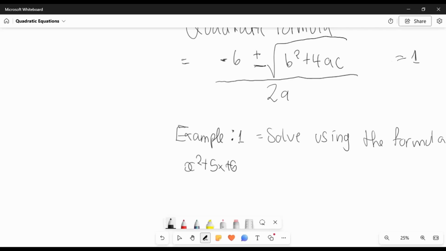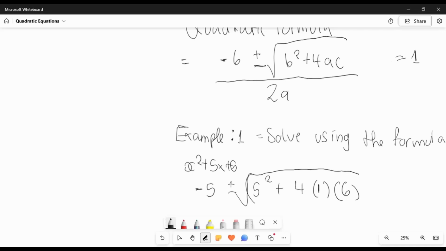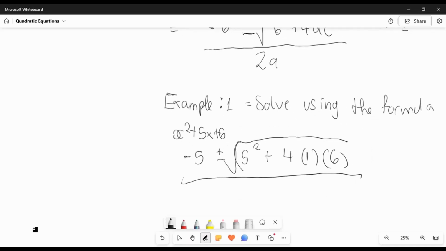Now, what is negative b? Negative b is going to be negative 5, plus minus the square root of 5 squared plus 4 times a, and the a value is 1 here since there's no leading coefficient, so 1 times 6, all over 2 times 1.